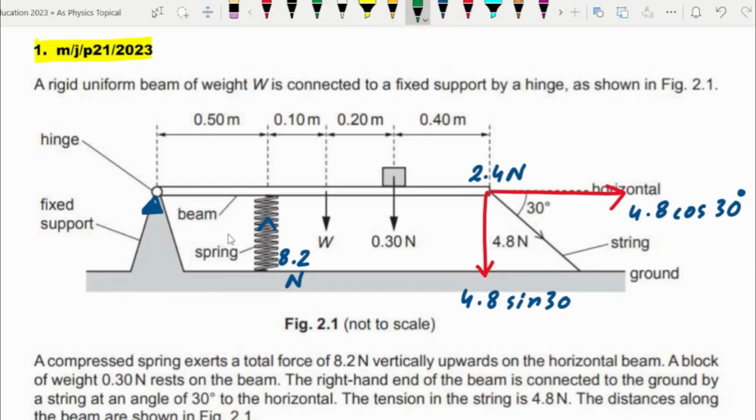Now we can mark the forces which would rotate it clockwise and the forces that would rotate it anti-clockwise. So this one is anti-clockwise, because from here your spring will push it upward. W would be clockwise, it would turn in this direction. 0.30 Newton would also be clockwise, so we write C with this one too. And the last one, 2.4 Newton, which is downward, would also be clockwise. It would also move the beam in this direction.